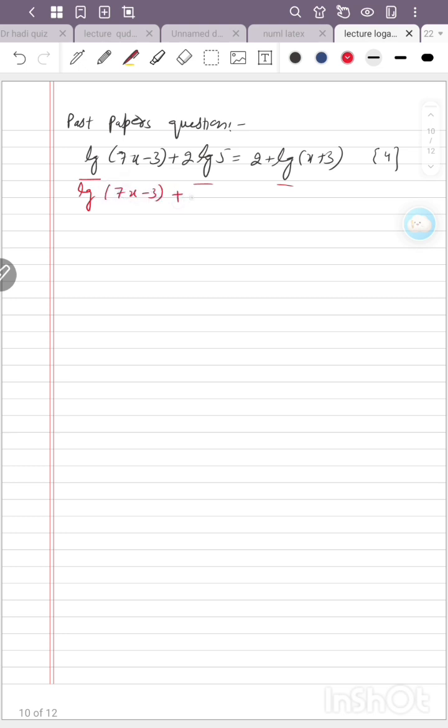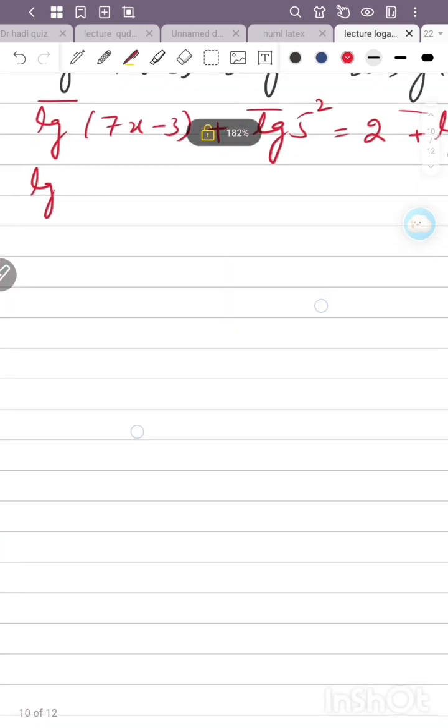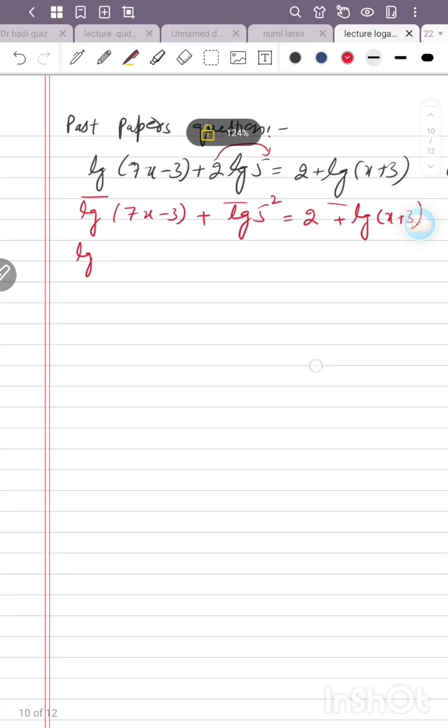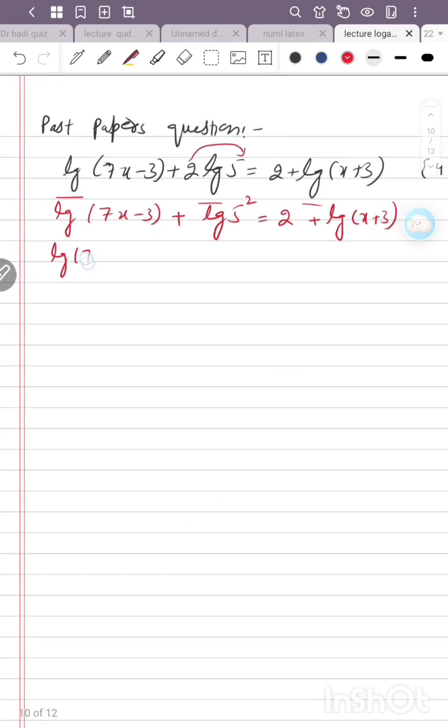7x minus 3, plus log 2 will be at the start, because by the log property the power will be at the start, because I have to convert it into a single log. If we convert to a single log, we will use all these properties. Now 2 plus log (x + 3). Now let me zoom in on this question. Okay, I think this is perfect. Log (7x - 3) minus log (x + 3) plus log 25 equals 2.